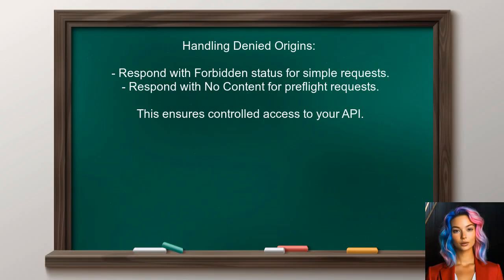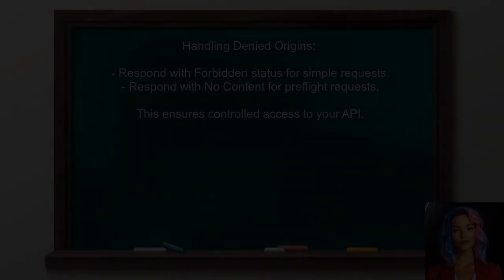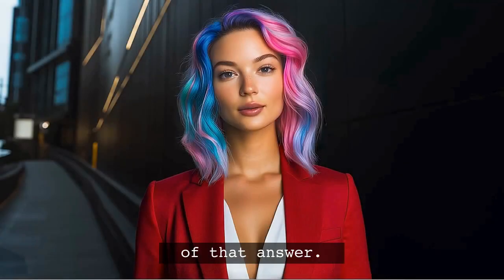If the origin is not allowed, it responds with a forbidden status for simple requests or no content for pre-flight requests. This method ensures that only specified origins can access your API. That's the end of that answer.